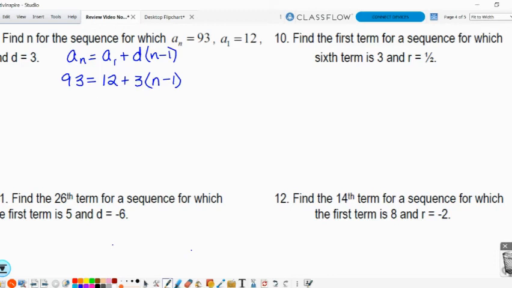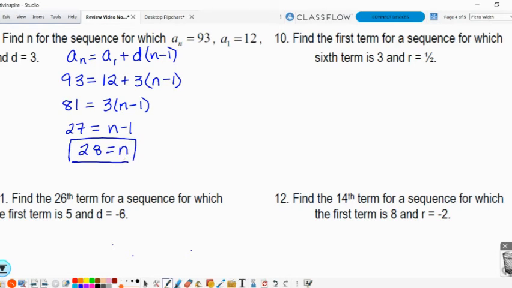So doing a little bit of solving, we can subtract 12 to give us 81. You can distribute here or simply divide by 3. Add 1, and n is 28. As we go on to number 10, there's a common ratio listed as 1/2, so we know this is geometric. And we're to find the first term if we know the sixth term is 3 and the common ratio is 1/2.